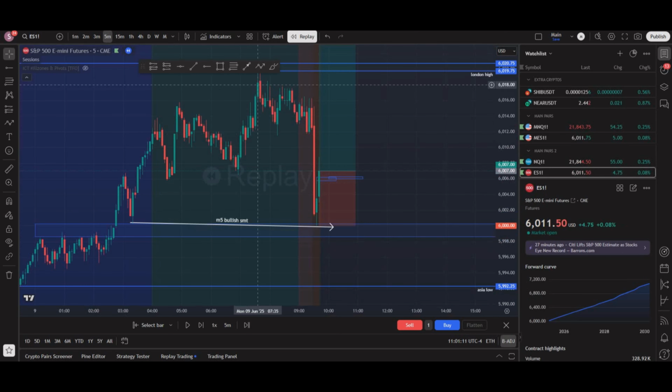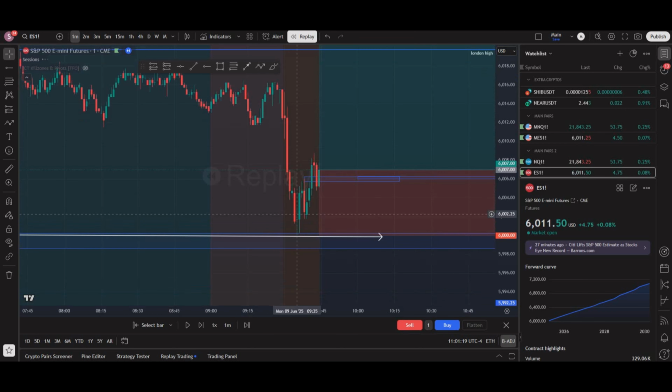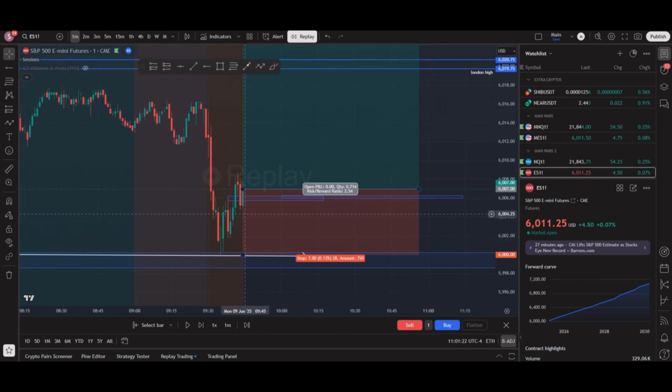So I'm looking at this, and I actually wanted to take the trade on NQ, but I ended up finding the cleaner setup on ES. So what happened basically here was we had a 1 minute break of structure, fair value gap, and a bullish close. This was literally my entry.